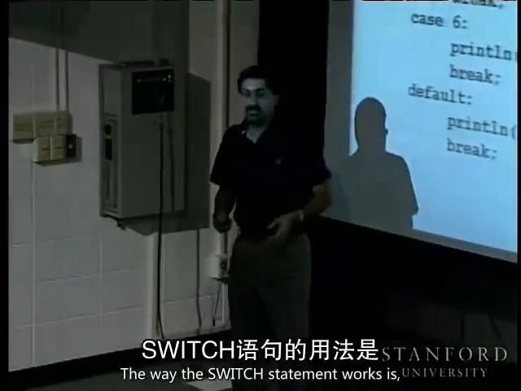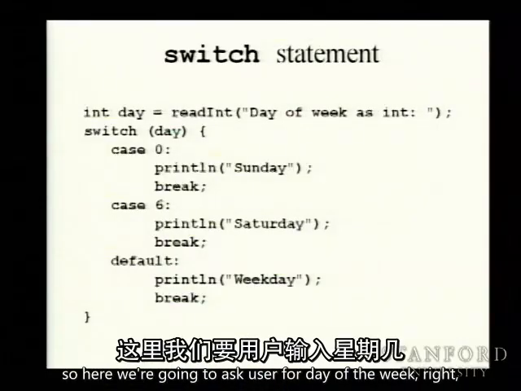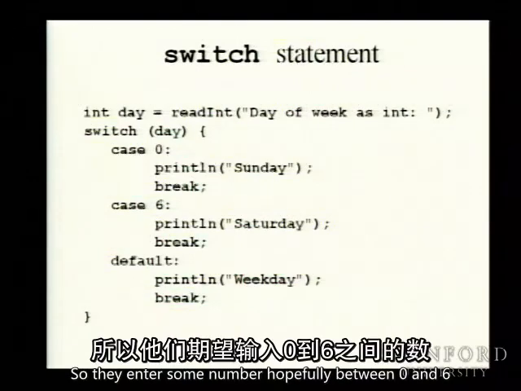The way the switch statement works is it says, if you have some integer value, so here we're going to ask the user for day of the week, right? And the first day of the week is day 0, which is Sunday. So they enter some number, hopefully, between 0 and 6.